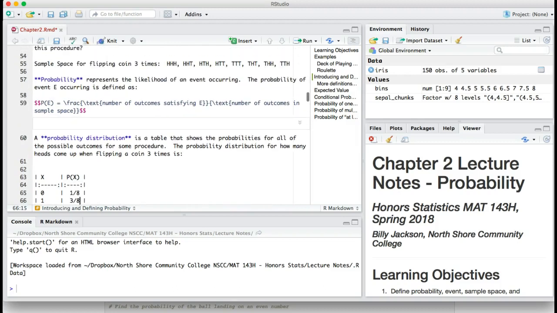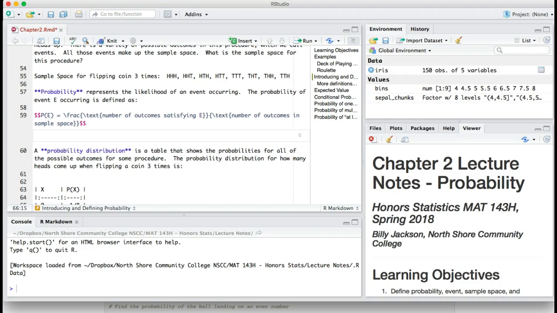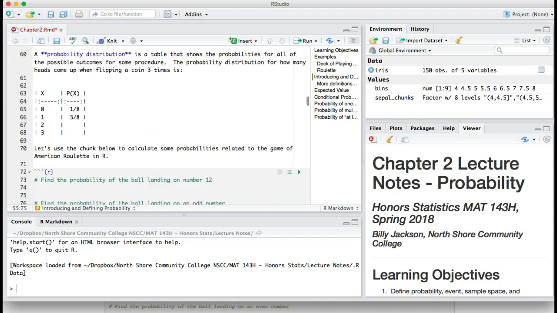You can continue this with 2 heads. You'll see 3 outcomes in here: HHT, HTH, and THH. Those are the 3 outcomes that have 2 heads in them. So 3 out of 8 outcomes. And then there's just 1 outcome, the one that has all heads.